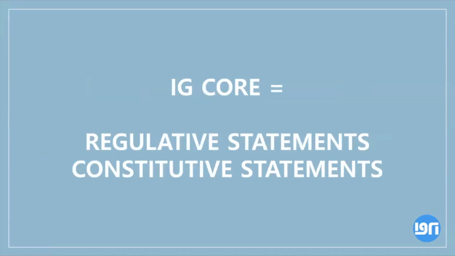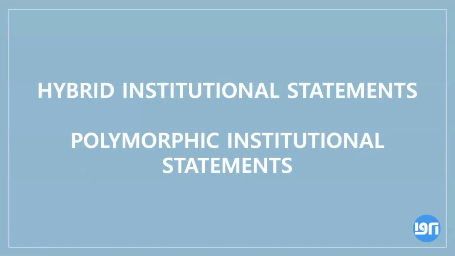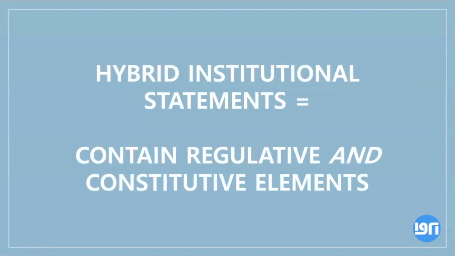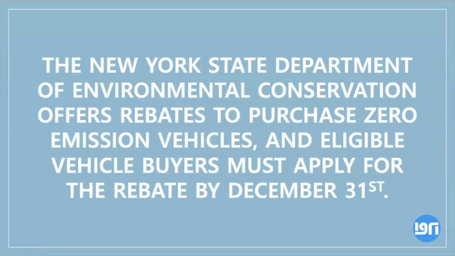In IG Core, we learned that institutional statements can be either regulative or constitutive. In practice, however, the line between regulative and constitutive statements isn't always so cut and dry. Accordingly, IG Extended introduces the concept of hybrid and polymorphic institutional statements. Hybrid institutional statements contain both regulative and constitutive elements. Consider the following institutional statement. The New York State Department of Environmental Conservation offers rebates to purchase zero-emission vehicles, and eligible vehicle buyers must apply for the rebate by December 31st.